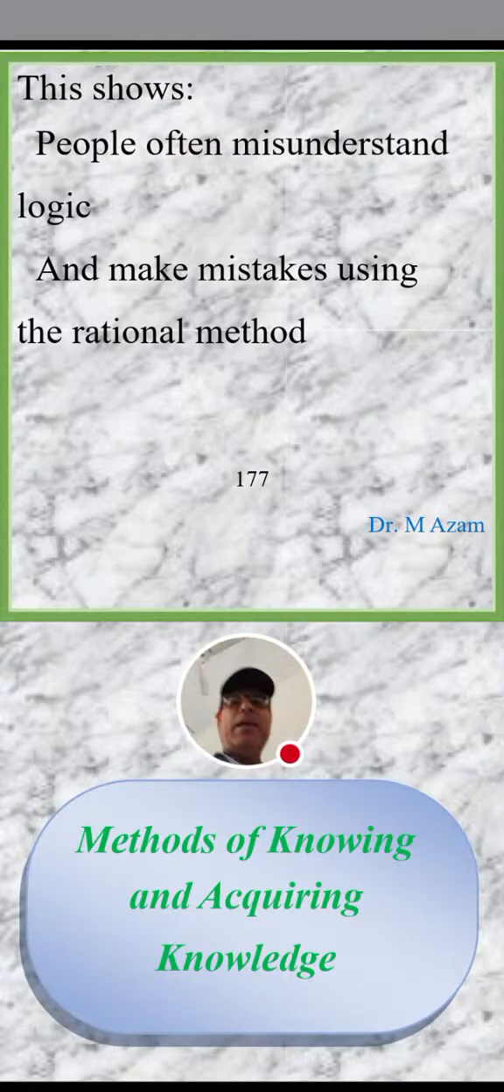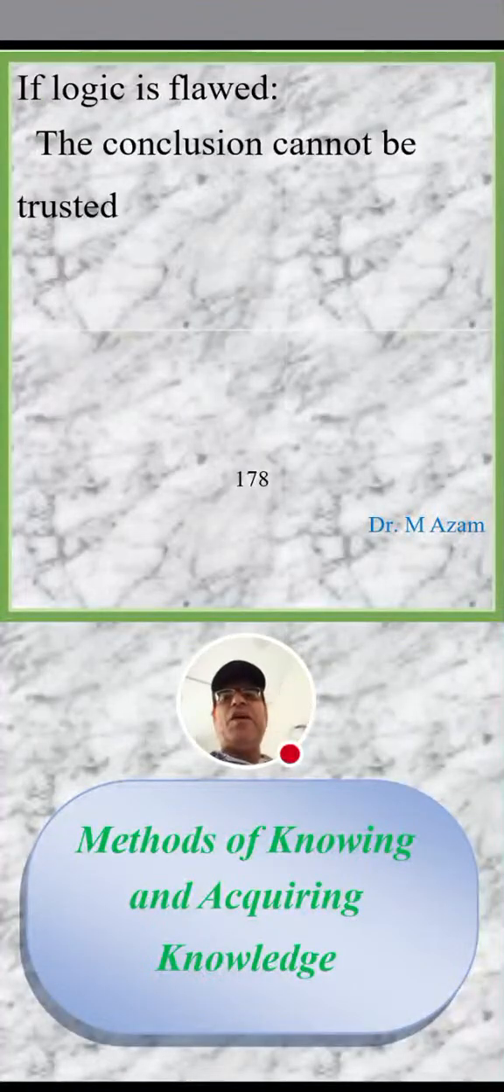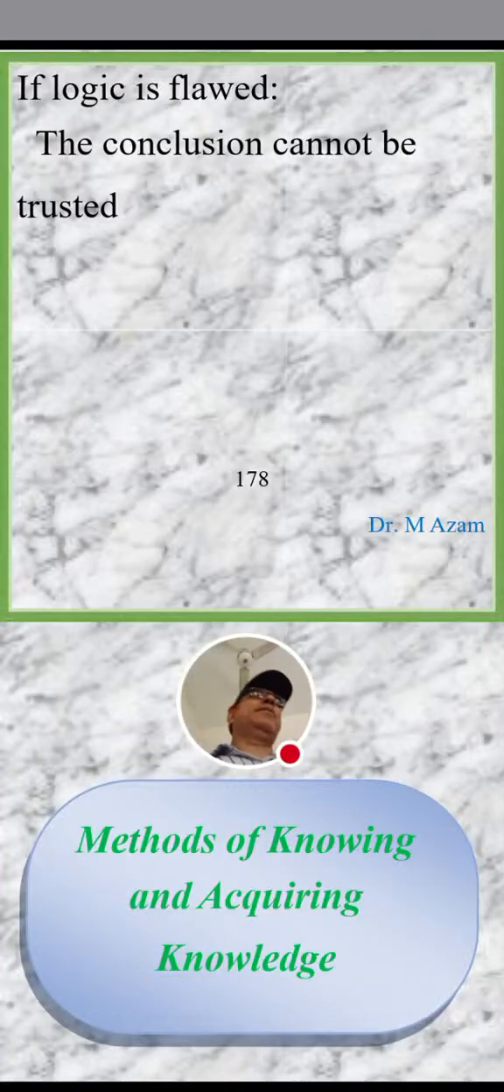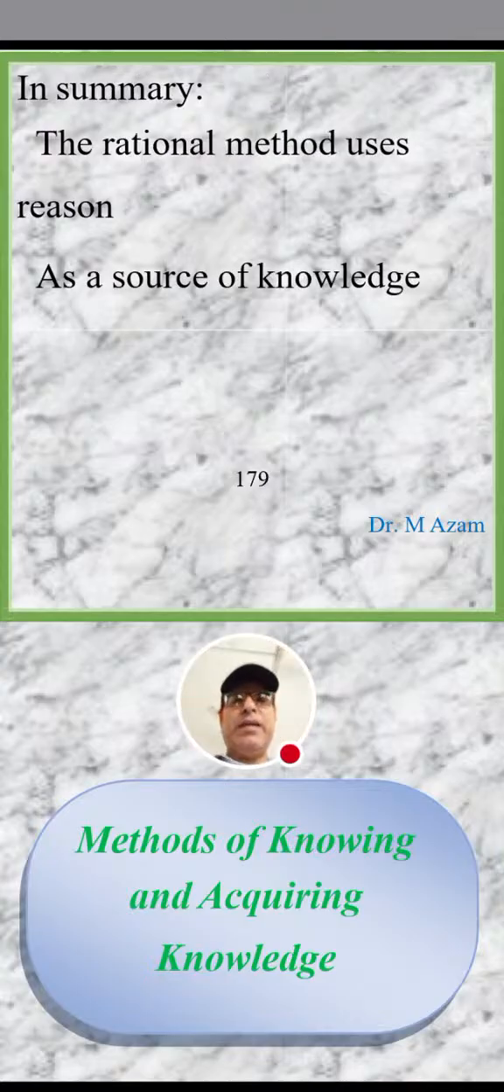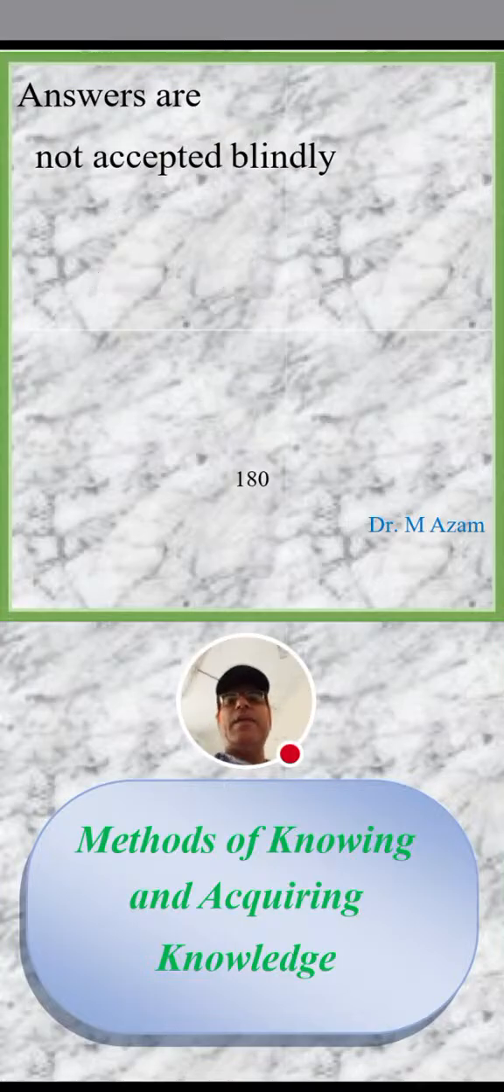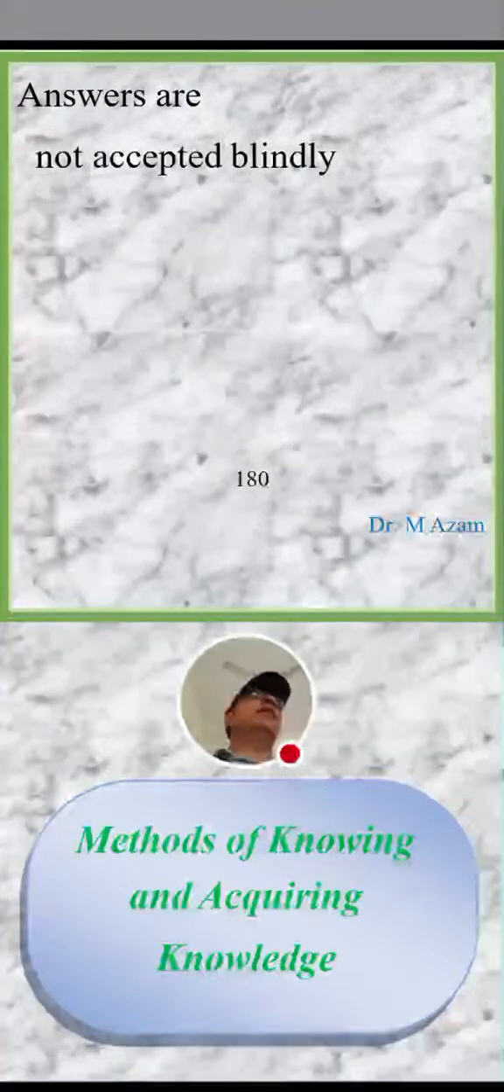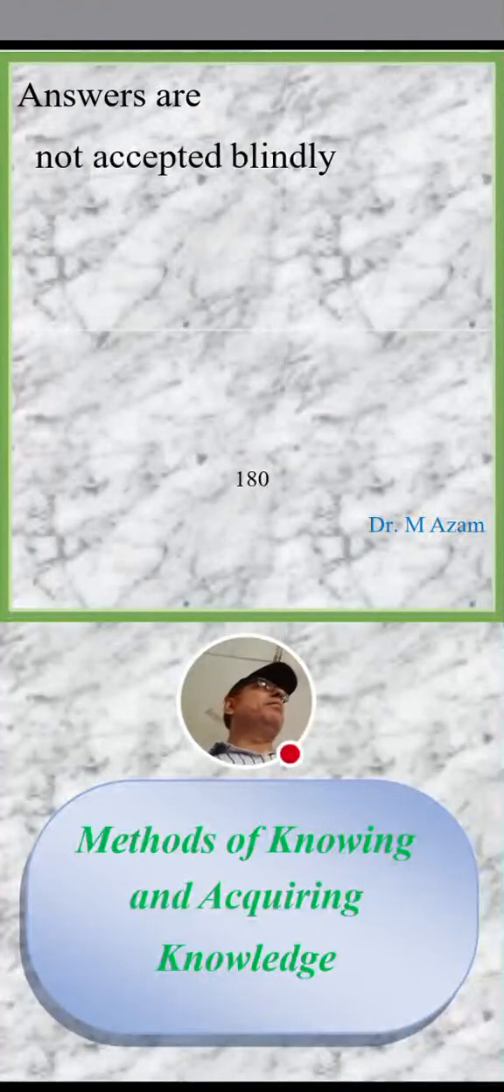This shows people often misunderstand logic and make mistakes using the rational method. If logic is flawed, the conclusion cannot be trusted. In summary, the rational method uses reason as a source of knowledge. Answers are not accepted blindly.